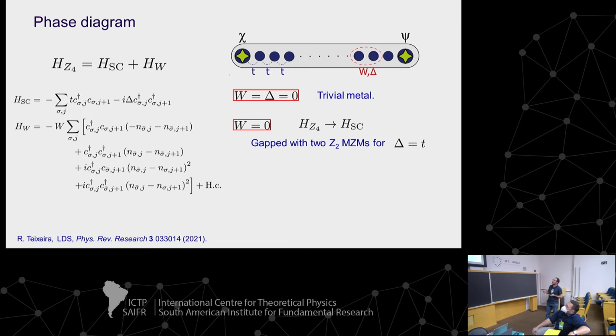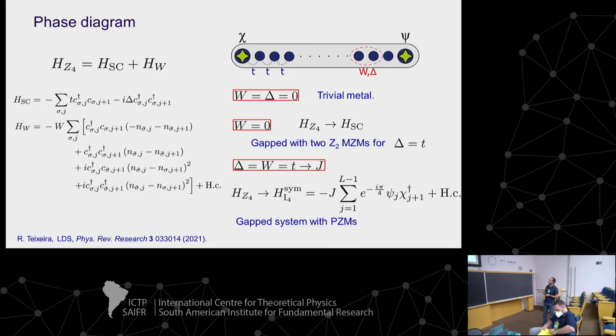If you have no interactions, none of these terms here, you only have the P-wave pairing, so you essentially have two copies of the original Kitaev chain superimposed on each other, one for each spin. So it's like 2 times 2 Majorana modes, two chains of equal, so it's not very interesting too. And now when you have the whole thing, delta equals W equals T, you get the gapped system with parafermionic zero modes at the end.